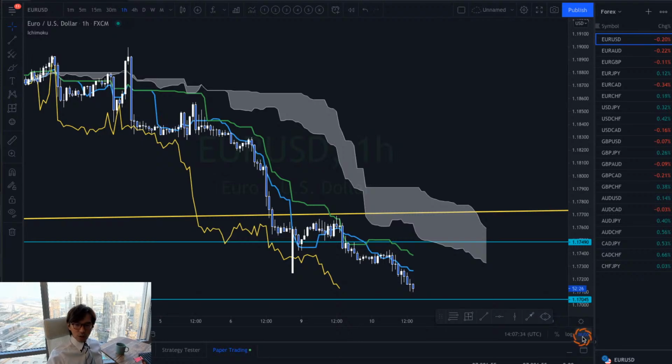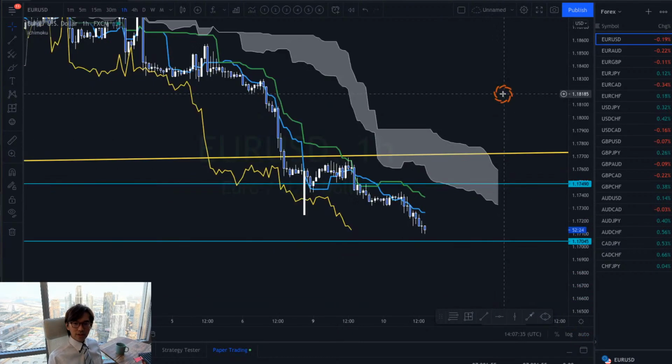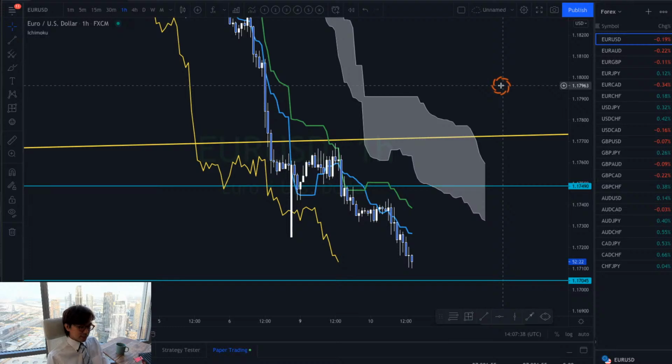If I look at the 1 hour chart, you can also see that the Kumo is down. This is downtrending because Senko span B is down and Senko span A is pointing downwards too. The Kumo itself is long and also very thick, so this is a downtrend in the long term.